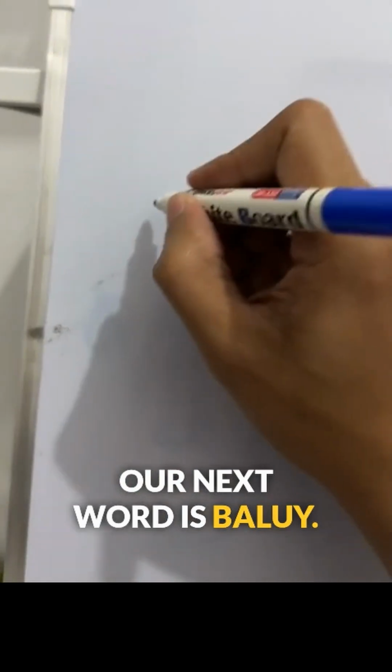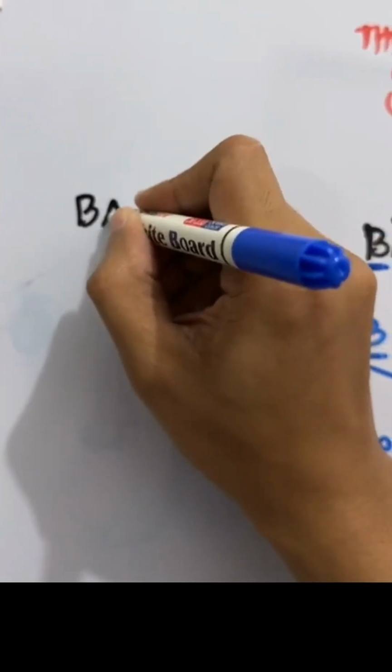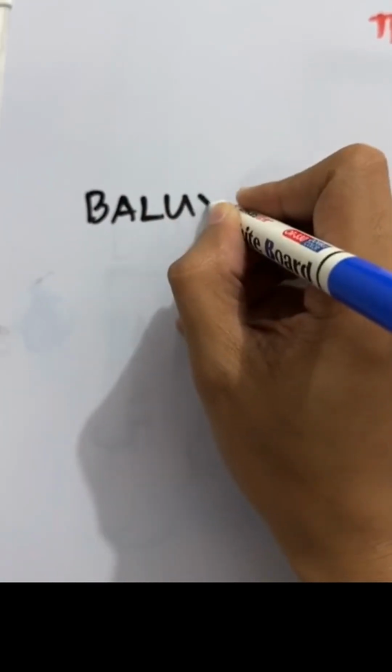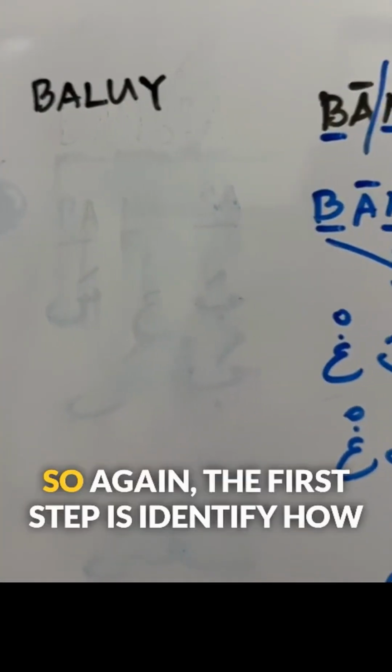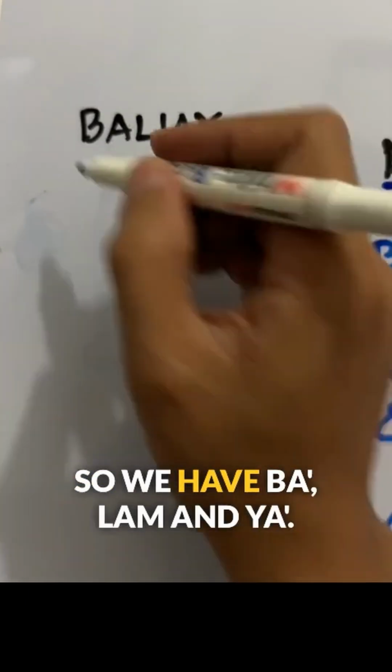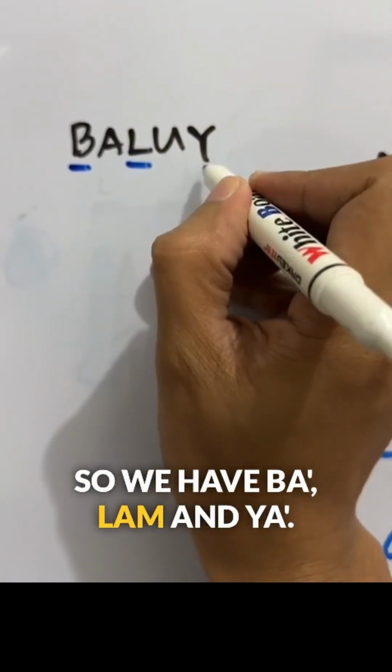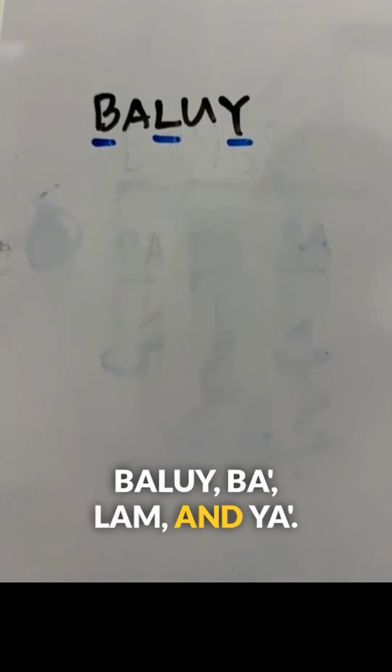Our next word is BALUY. Okay, BALUY. So again, our first step is to identify how many consonants there are. So we have ba, la, and ya. BALUY. Ba, lam, and ya.